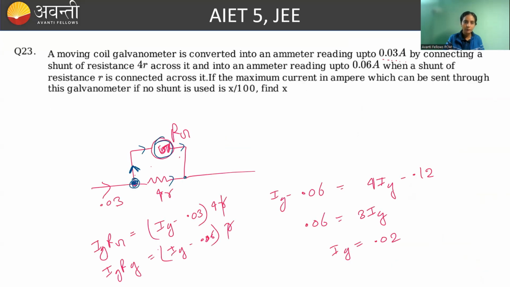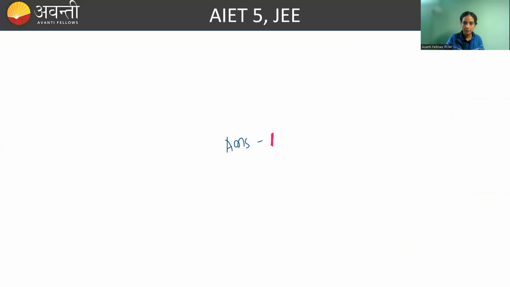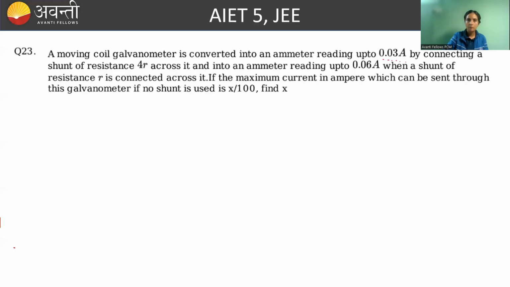Now let's move on to the next question. Okay. So let's read the next question. And this is from what? Instrument section of electricity. So there is a moving coil galvanometer and that is converted into an ammeter reading up to 0.03 ampere by connecting a shunt of resistance 4 ohm across it.